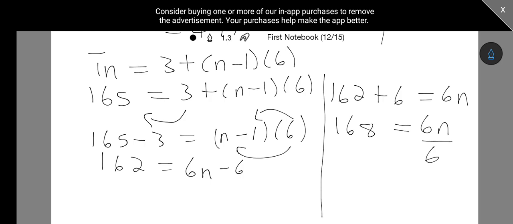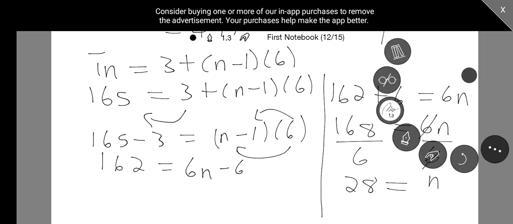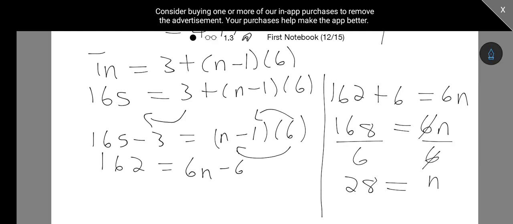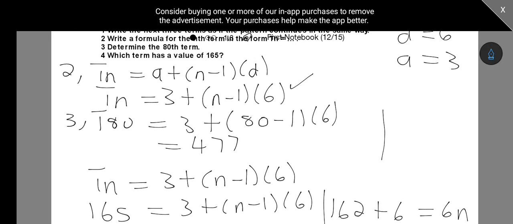You divide both sides by 6. The 6 cancels the 6. You are left with n. And then you're going to divide 168 by 6. 168 divided by 6 gives us 28. What does this mean? This means that term number 28 is the one which has the value of 165. Thank you for watching.